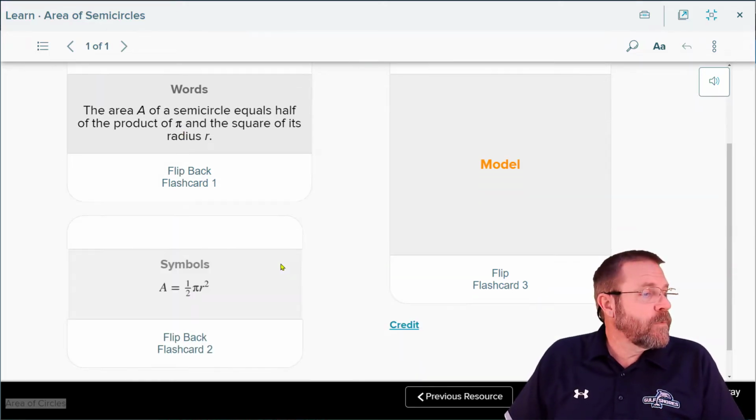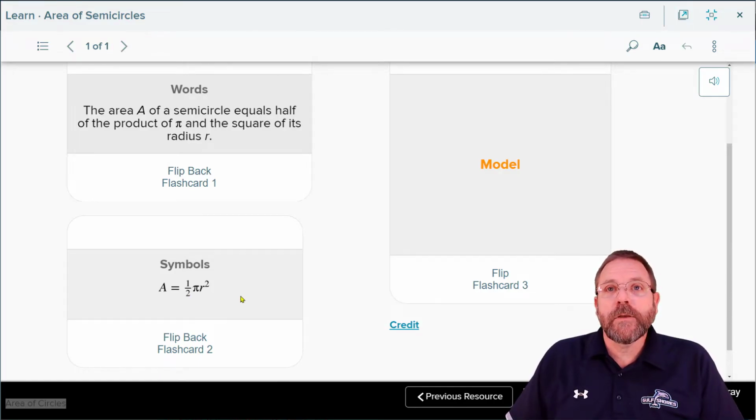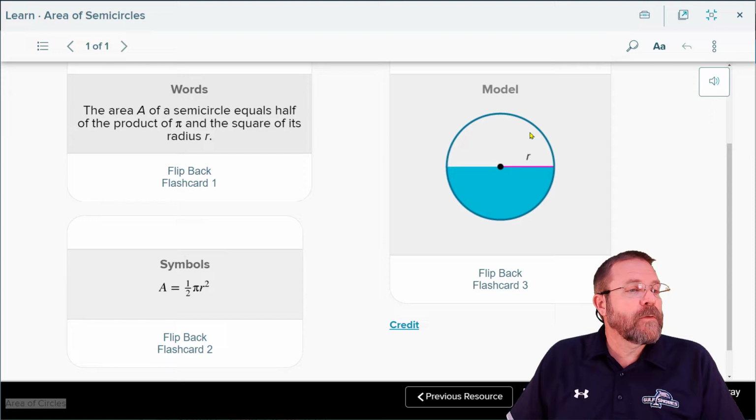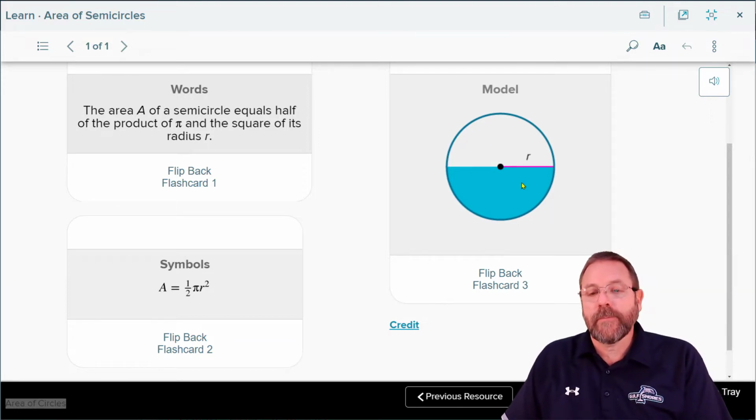Next, we've got symbols, where we would say area is equal to 1/2 times pi times radius squared. If it was me writing it, I would probably write it as pi times radius squared divided by 2. And as a model, you can see right here where they're demonstrating what half of a circle looks like.